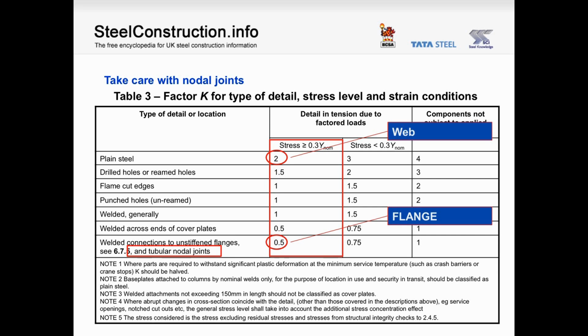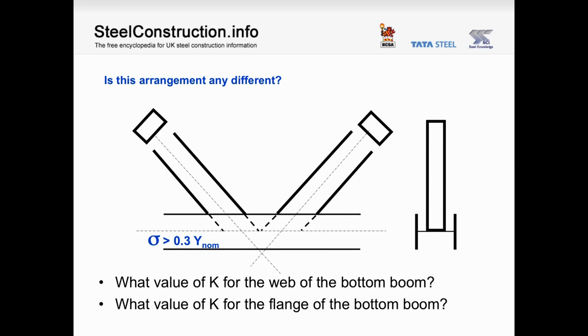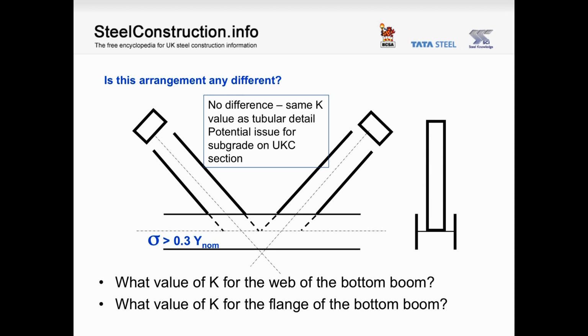Now let's take this just one step further and consider this. Not the best of details due to access for welding, but is this any different? And of course the answer is no. This detail would result in a K factor of 0.5 for the web of the UKC. I should also add that if the UKC were rotated through 90 degrees so that the connection was to the flange, then the K factor for the flange would be 0.5. So what's the big deal? Well, with the K factor that low, you can often find that a higher subgrade J0 or J2 is required.